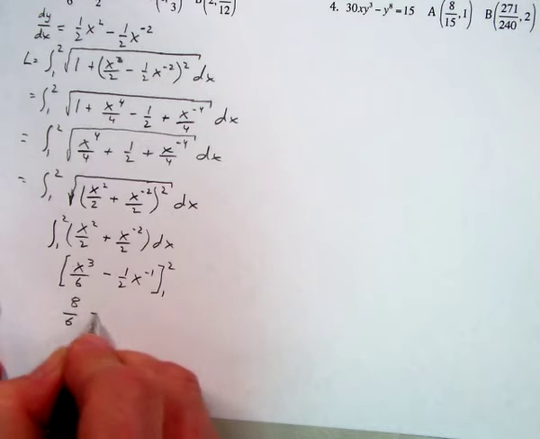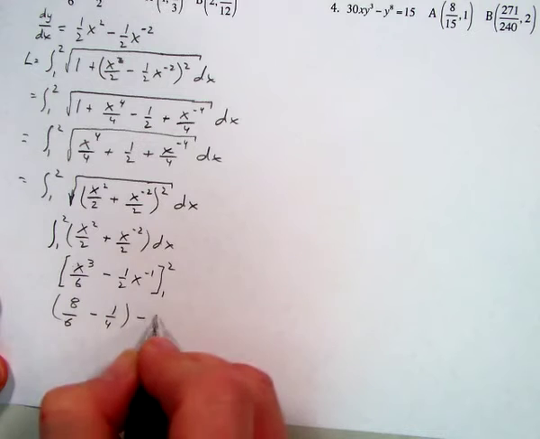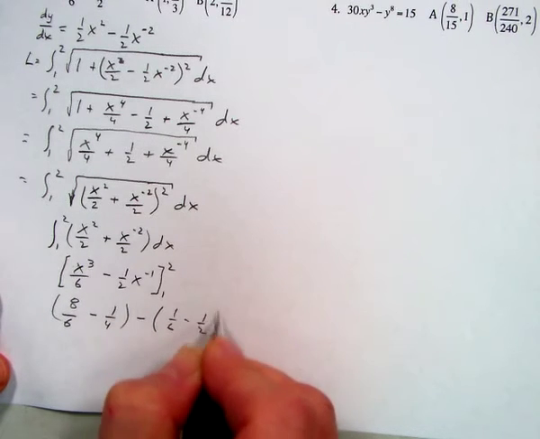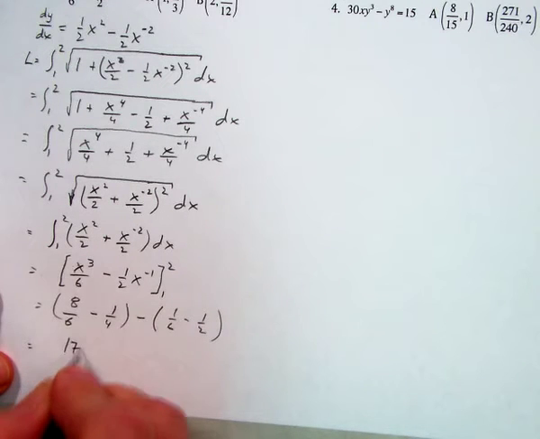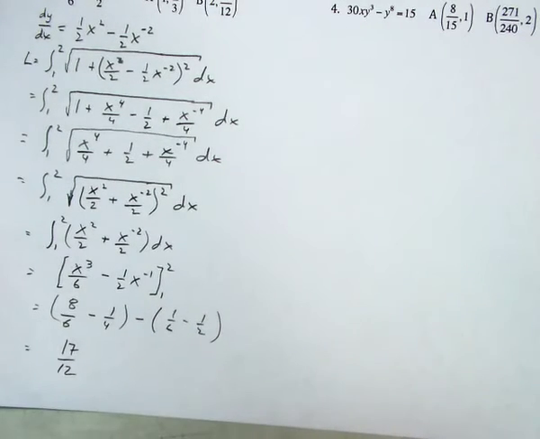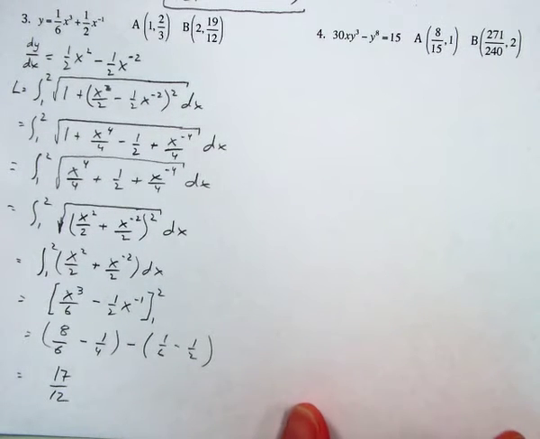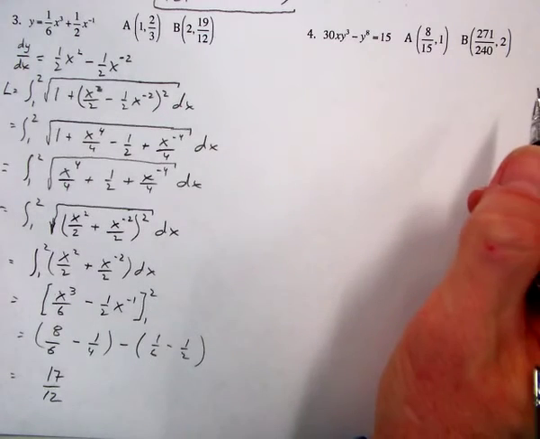Plug all that stuff in. 8/6 minus 1/4, that quantity minus 1/6 minus 1/2. Put all that together, and that simplifies to 17/12. So that one's a little more involved, but still the basic stuff, you can follow through with that. And let's do one last one. This one looks a little uglier.